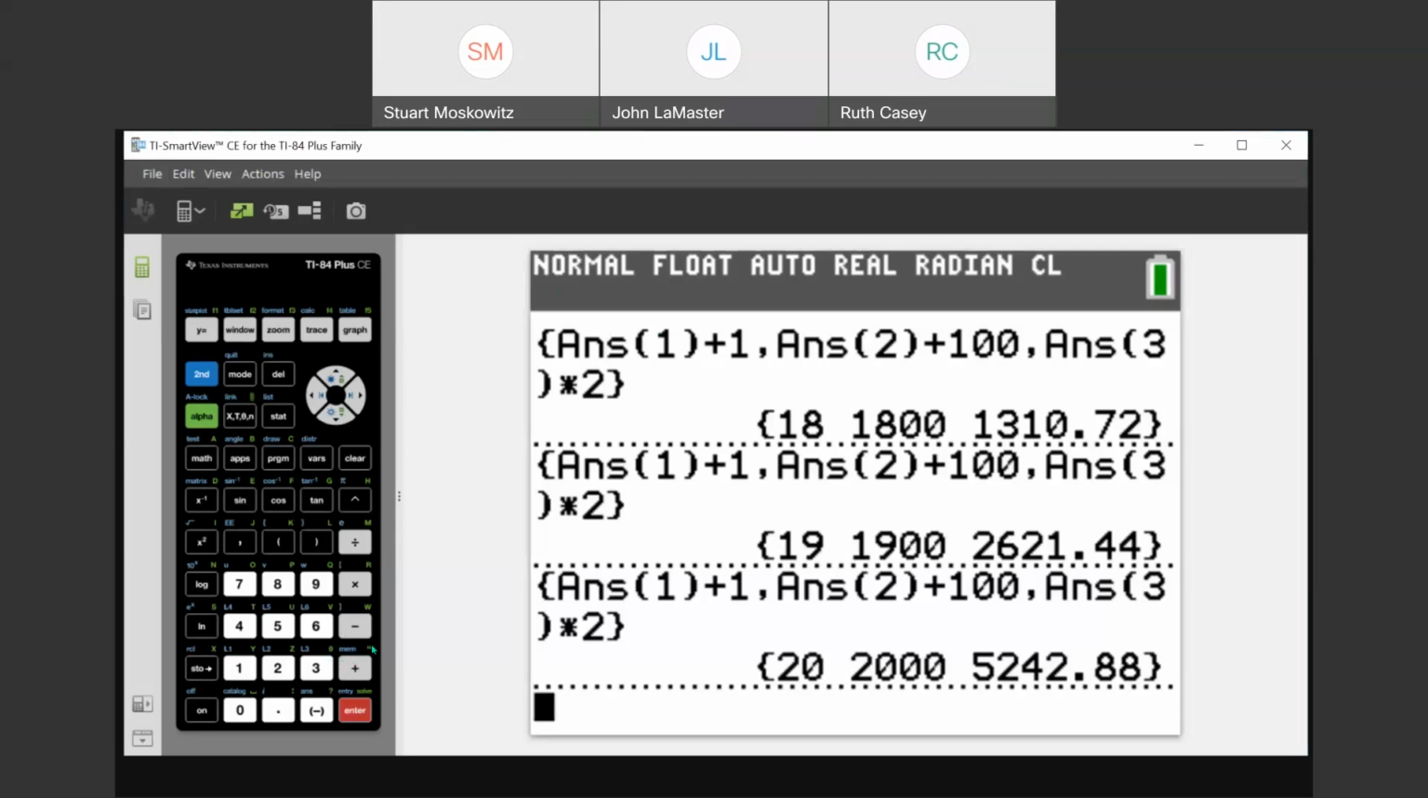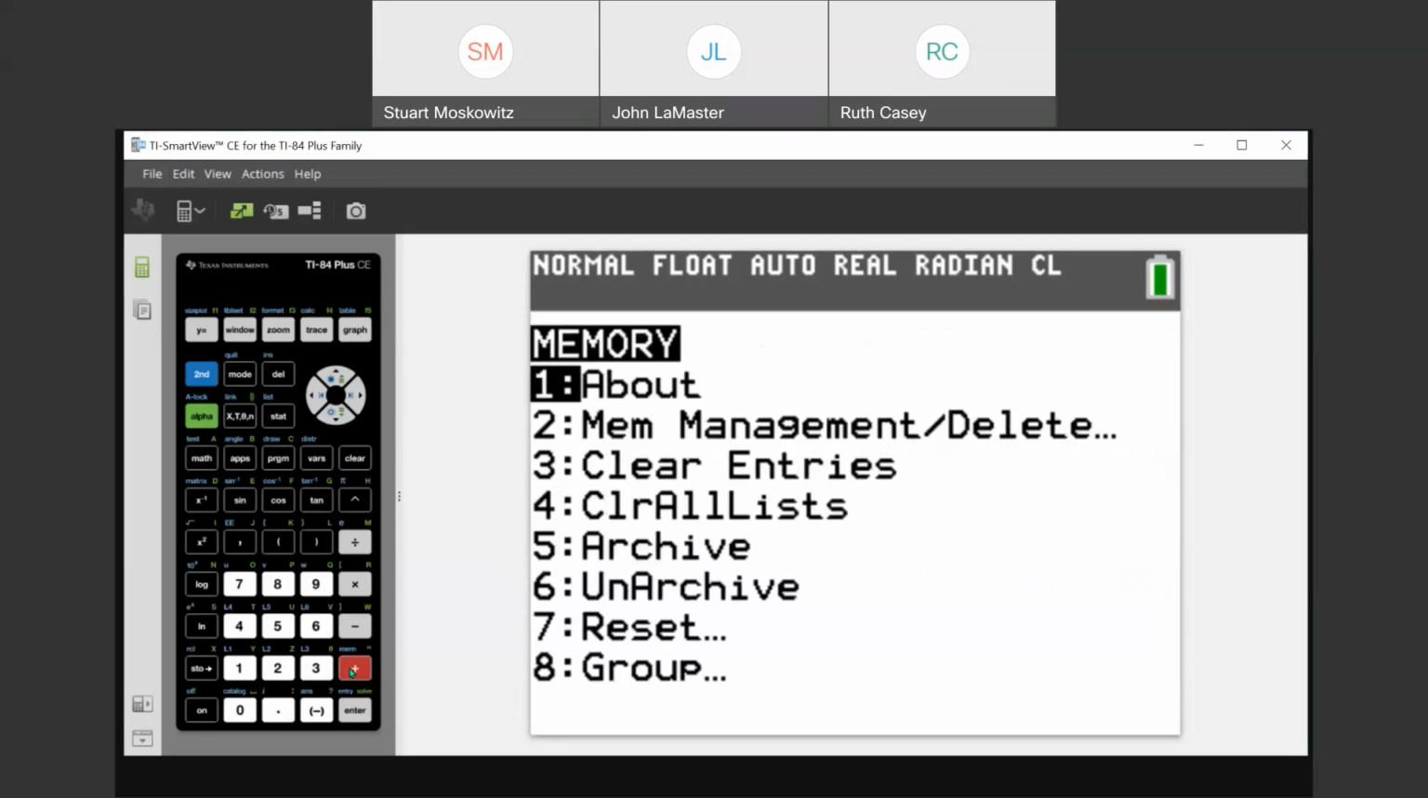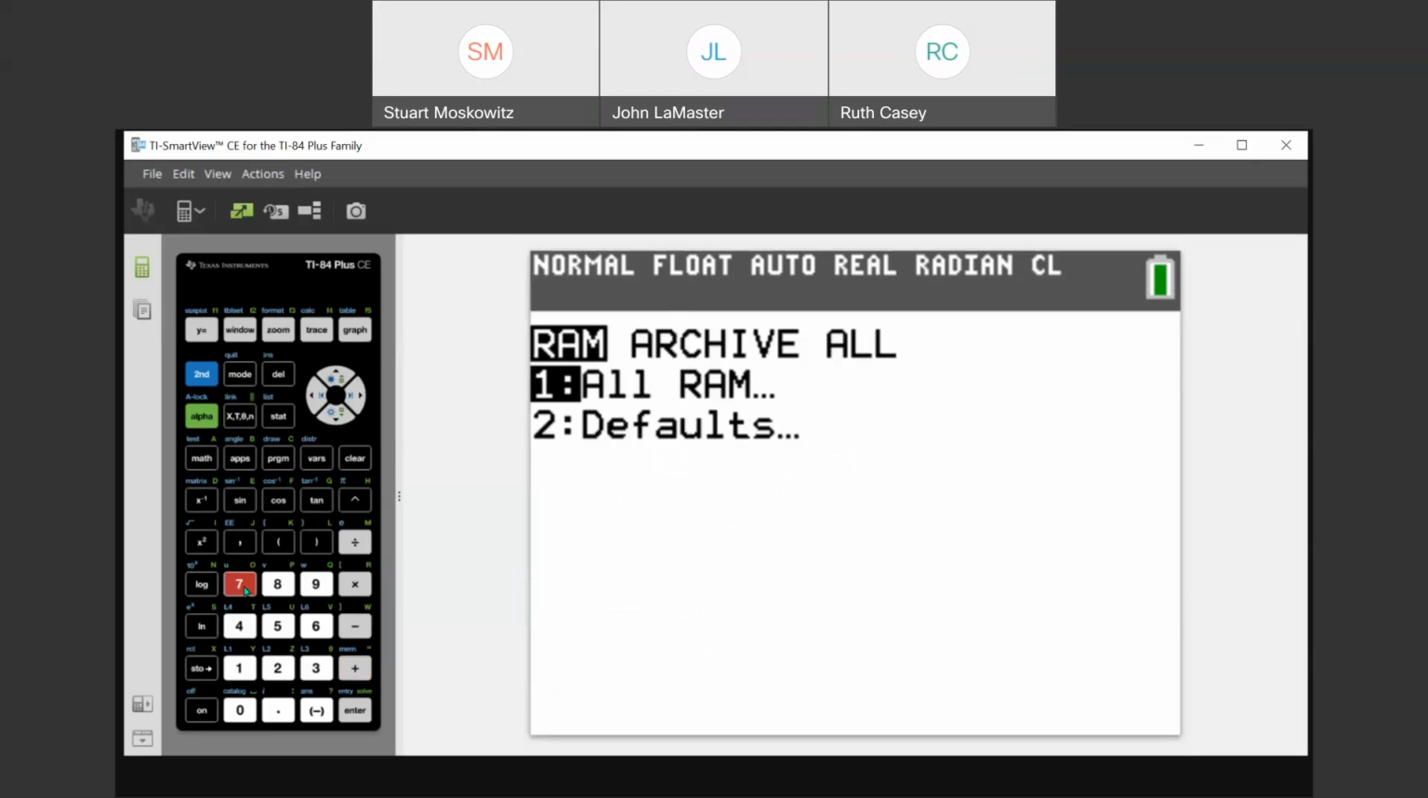Now to get to memory, which is written in blue above the plus key, I'm going to go second memory, and I'm going to choose number 7, reset. Now I can choose number 7 two different ways. I can go down, down, down, down, down all the way to 7 and press enter, or I can simply press 7. I don't want to press 7 and enter, because then it will execute the next line here. So 7 got me to this page.